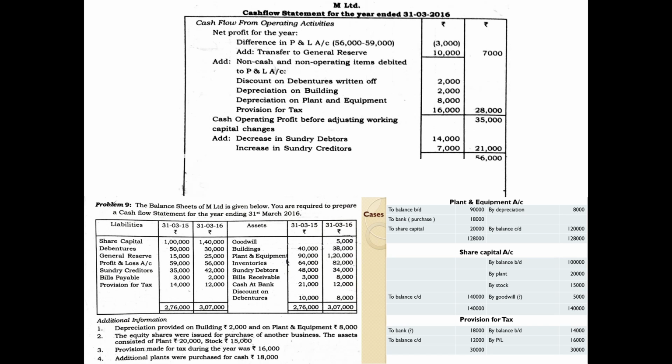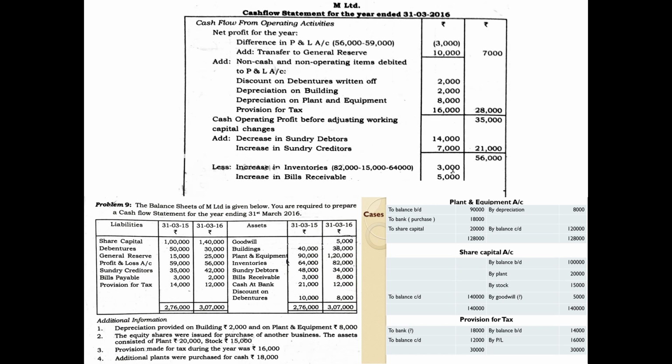increase in sundry creditors has to be added back, and after that you need to adjust increase in inventories. See, during the year the opening balance was 82,000, closing balance was 64,000, and during the year 15,000 was also acquired by issue of share capital, and the remaining 3,000 was the store acquired during the year, which was hidden information. So that has to be shown in the concerned position.